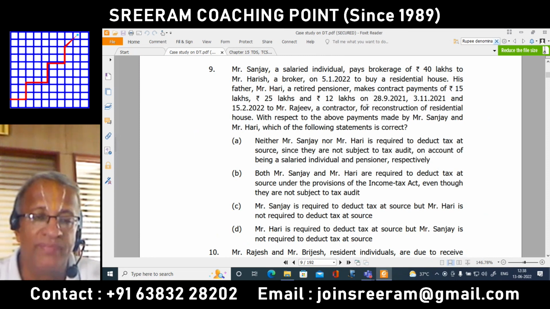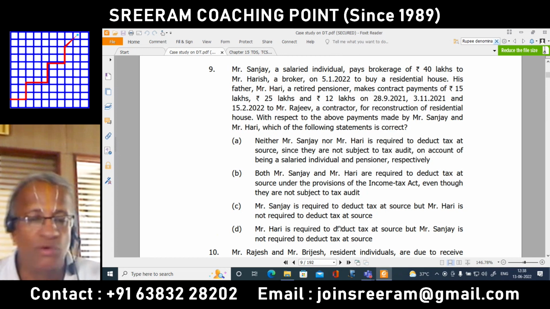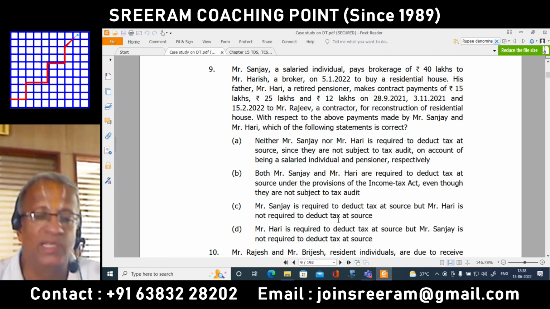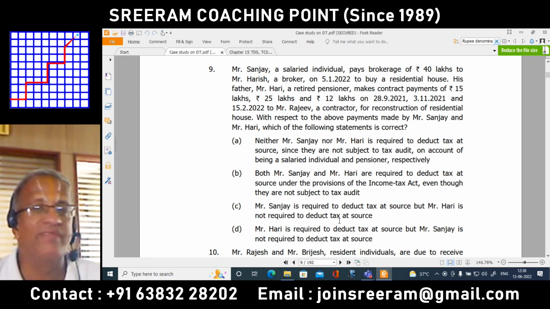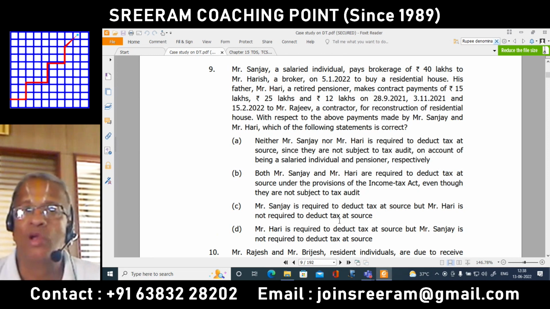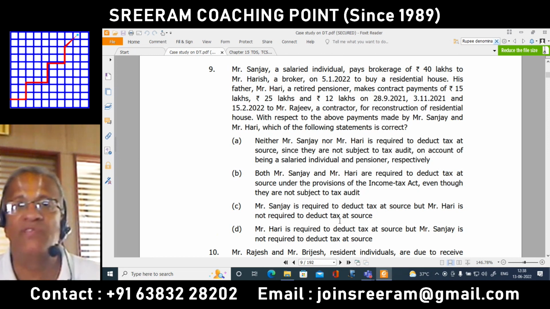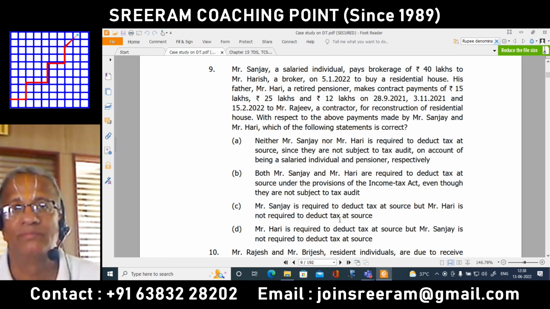And quite naturally, for Mr. Hari, a retired pensioner who made the contract payments, for such payments that he had made, this 194M will come into play and Mr. Hari is required to deduct tax but not Sanjay. So this is the way we are expected to conclude on question number 9. I hope that the analysis in bringing out item number D as the correct answer is easy for comprehension. Thank you.